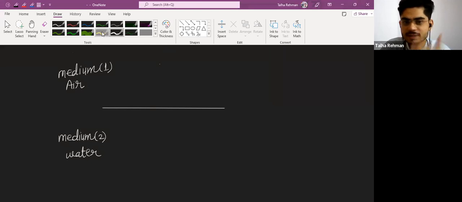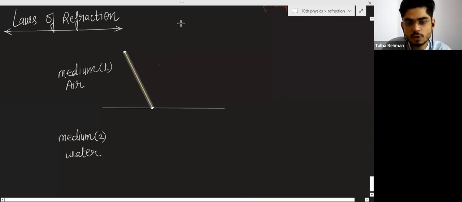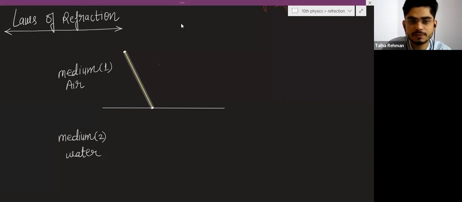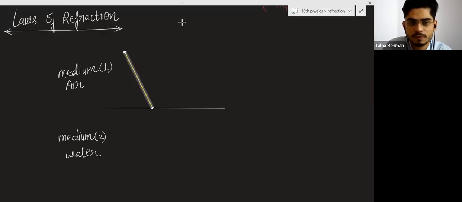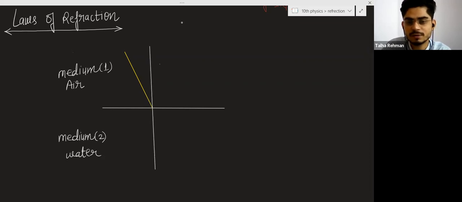A light ray is coming like this, and one thing you should always remember: the normal is a very important thing here. Normal on the surface. Always draw the normal, because with the help of the normal you will get all the things properly.